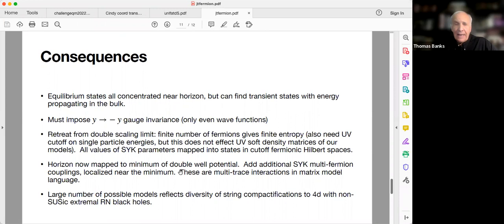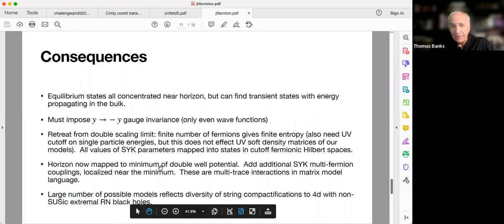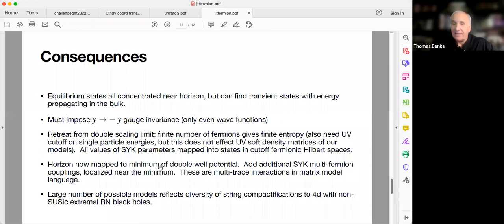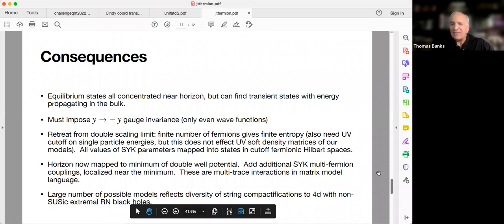Now, finally, to deal with the problem of integrability, we've now mapped the horizon not to infinity in the oscillator coordinate, but to the minimum of the double well potential. So in the fermion language, you can add additional SYK type multi-fermion couplings localized near the minimum. Those will give rise to the usual SYK density matrix.